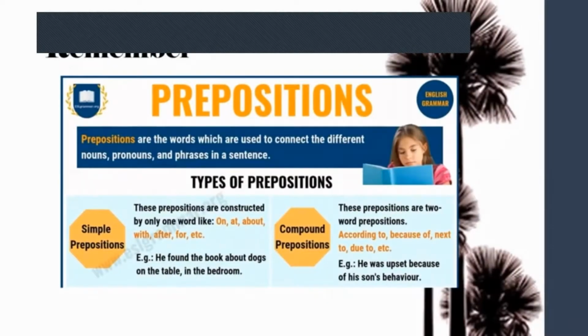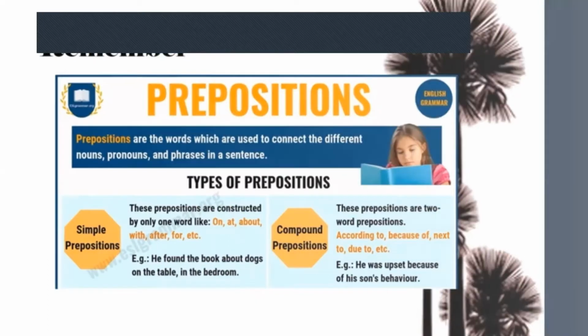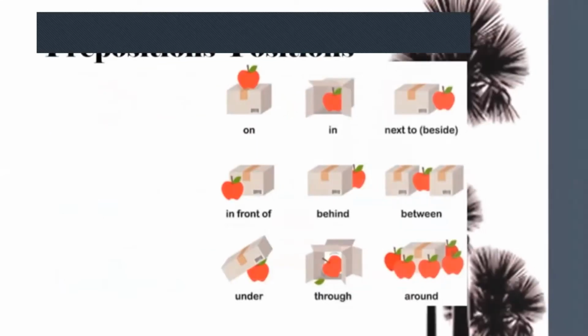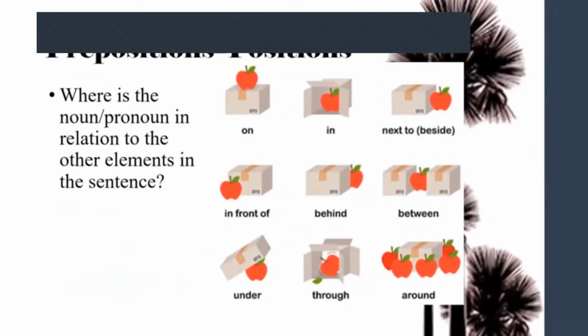Look at prepositions. Just to remind you, prepositions are words which connect different nouns, pronouns, and phrases in a sentence. Prepositions show positions. They can tell you where one object is in relation to the other.